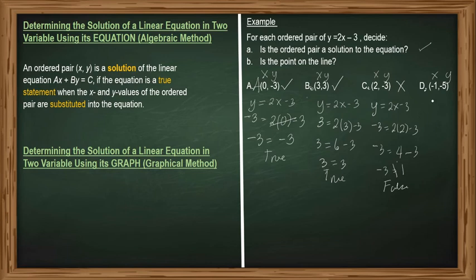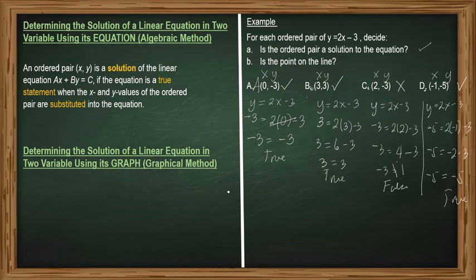Next, lastly, we have point D. Copy y equals 2x minus 3. We have y is negative 5 is equal to 2 times negative 1 minus 3. So we have negative 5 is equal to 2 times negative 1, which is negative 2, minus 3. We have negative 5 equals negative 5. This is a true statement. Thus, point D is also a solution.